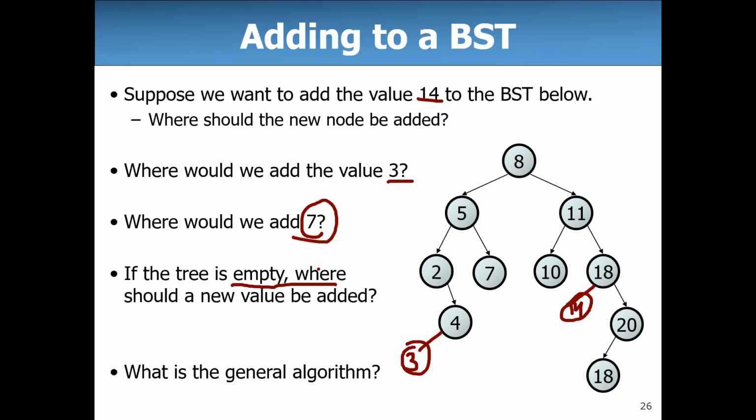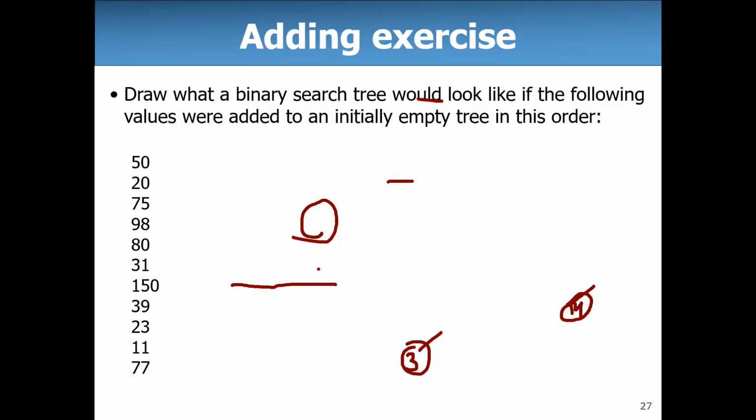Okay, so you have a couple of values. Let me clear the drawing. Create a binary search tree. These are the values in order. So create the binary search tree. Draw it. What will be the root node? What is the root value? 50 will become the root.